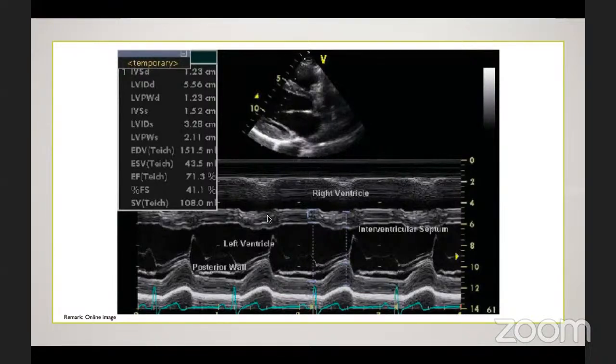So if we are going, I don't know if you see the mouse on my screen. So if we are going from up here. Yes, we can see it.